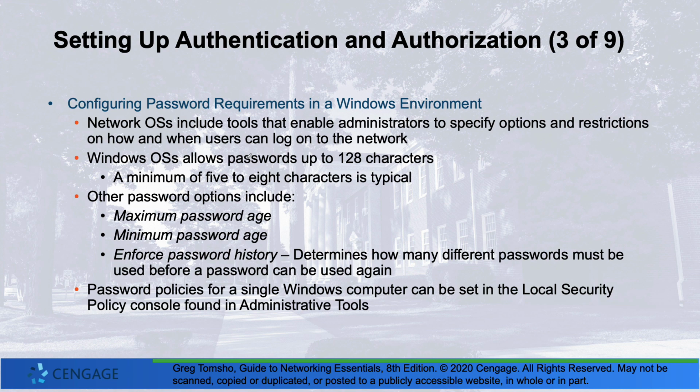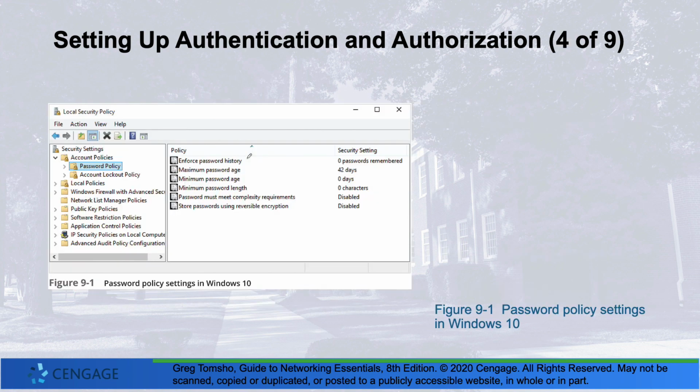Password policies for a single computer can be set in the local security policy, under administrative tools in your computer. If you're using a Windows system at home, this is available on your computer at home. Let's see what it looks like. We load up that local security policy, go under Account Policies, Password Policy. Here are the options that I have. Notice there's some that we didn't talk about. Password must meet complexity requirements.